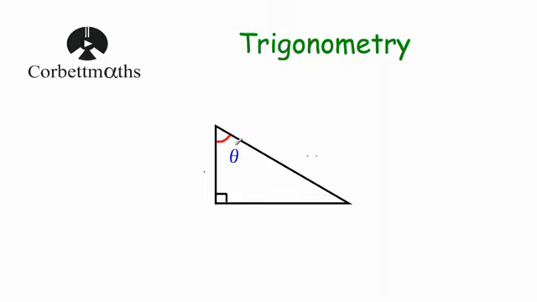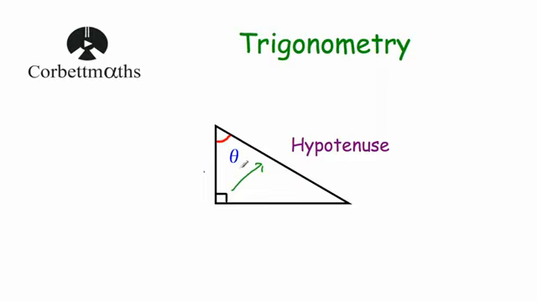So whenever I'm labeling the sides of a right angle triangle, the first side that I always label is the hypotenuse. And the hypotenuse is the longest side of a right angle triangle, and it's always opposite the right angle. So here's the right angle, so the side opposite the right angle, this side is the hypotenuse. So there's the hypotenuse. So that's our first side labelled.